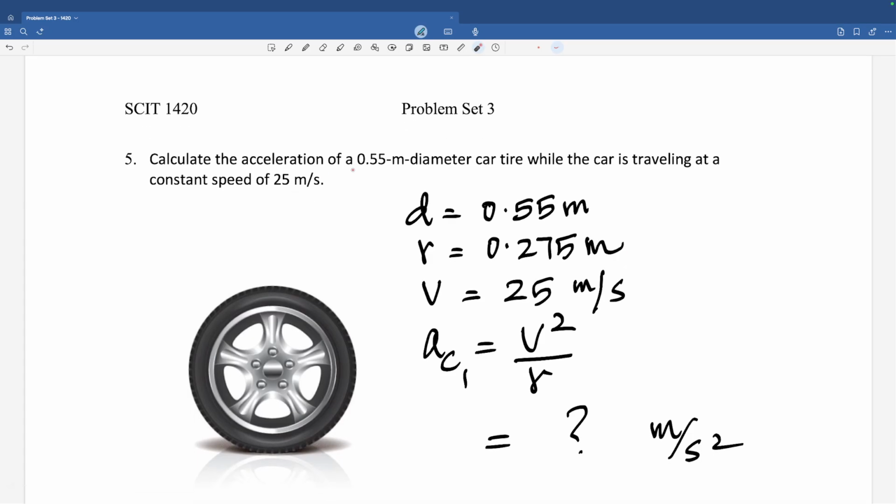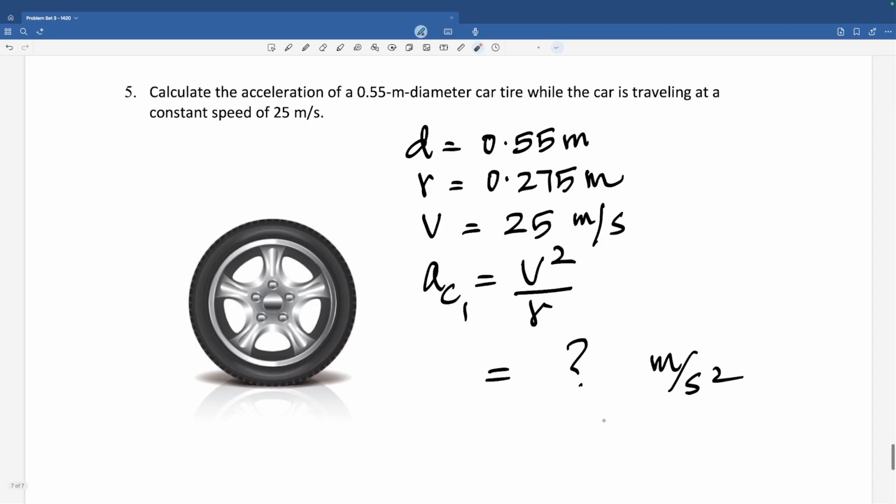Calculate the acceleration of a car tire. The diameter is given while the car is traveling at that speed, 25 meters per second. Okay, so from the diameter you can find the radius, which is half of the diameter, and then the acceleration is the centripetal acceleration. This is the formula for centripetal acceleration, v squared by r. Plug in the values for this. Remember to square it. You should have the acceleration.